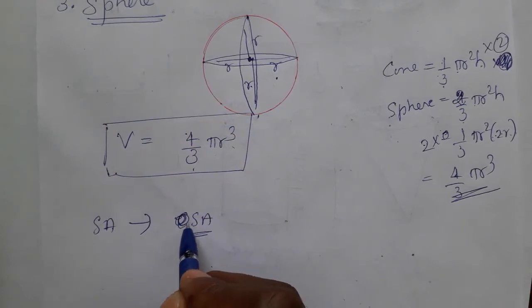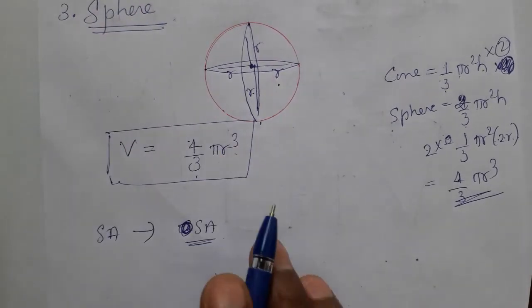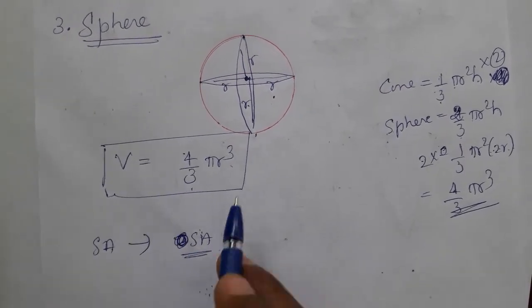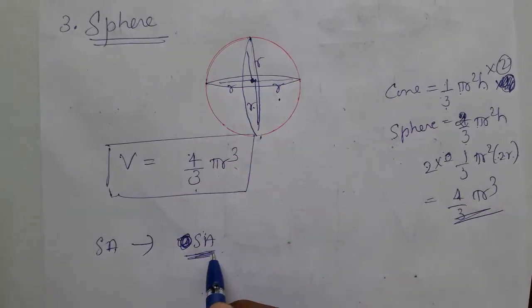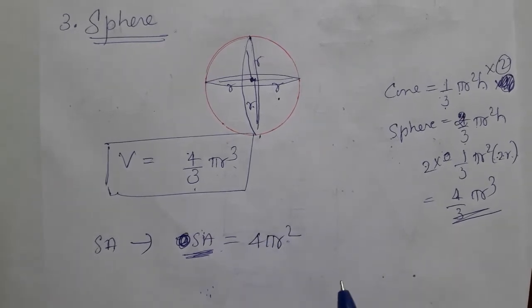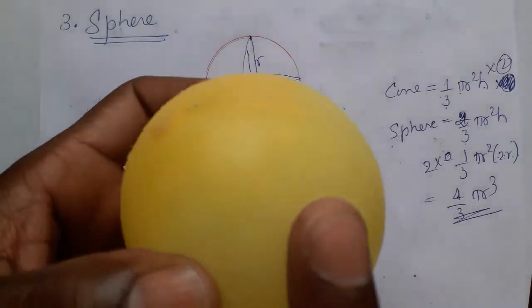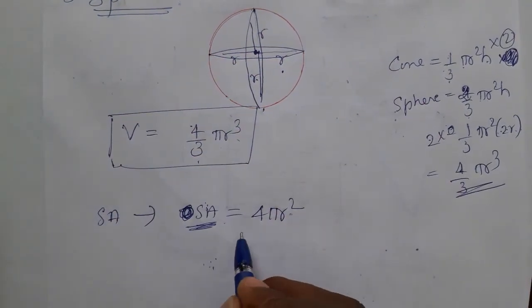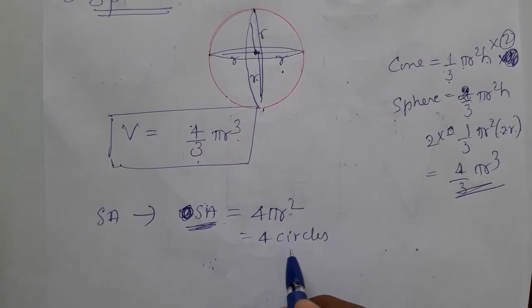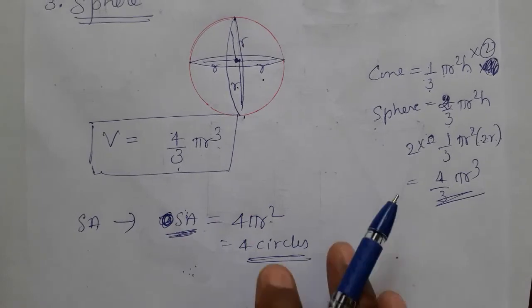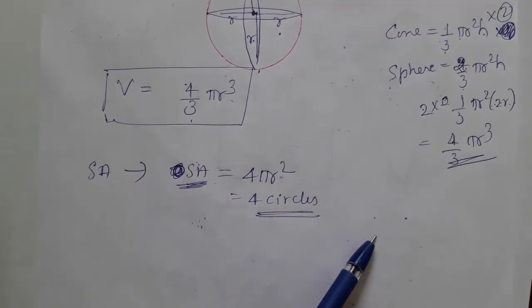That's why in a sphere, surface area means surface area only, because there are not 2 types. If there were 2 types, one would be curved and one would be base. But here everywhere it is a single surface area. No curved word, no base word. That is equal to 4 pi r square. The full external area is 4 pi r square, that means 4 times the circle. In a cylinder 2 circles, in a cone 1 circle, in a sphere 4 circles.